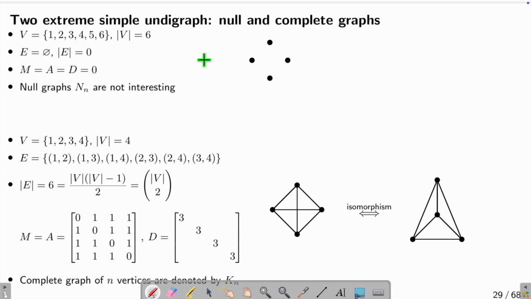So this is a null graph. So here I have nodes 1, 2, 3, 4, 5, 6. Okay, I forgot to draw 2 nodes. Okay, and then E is the empty set. That means no edge. So the number of edges here is 0. What about the degree, adjacency, and incidence? All 0 because they don't touch each other. And null graph basically means empty edge set.